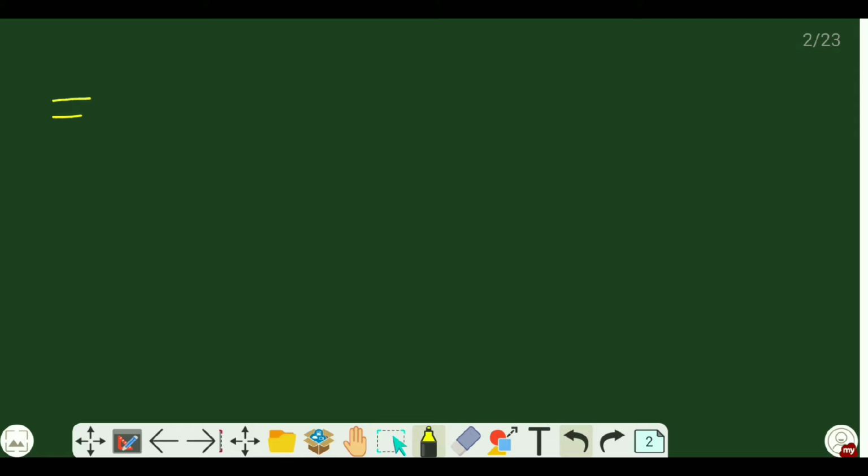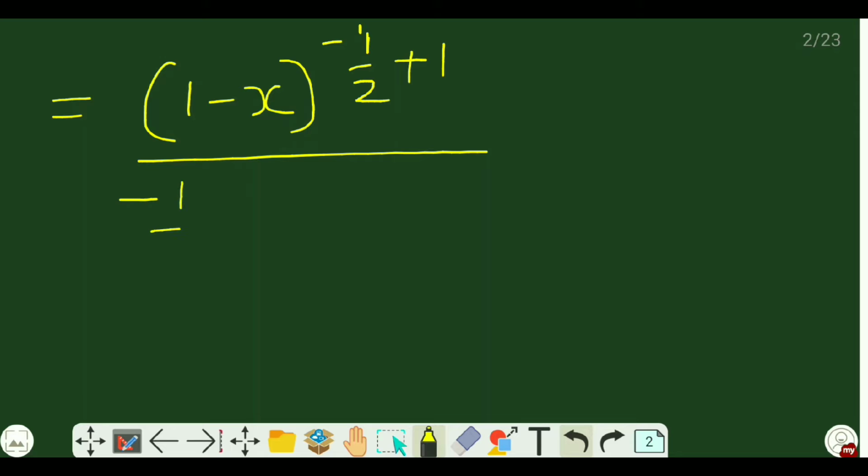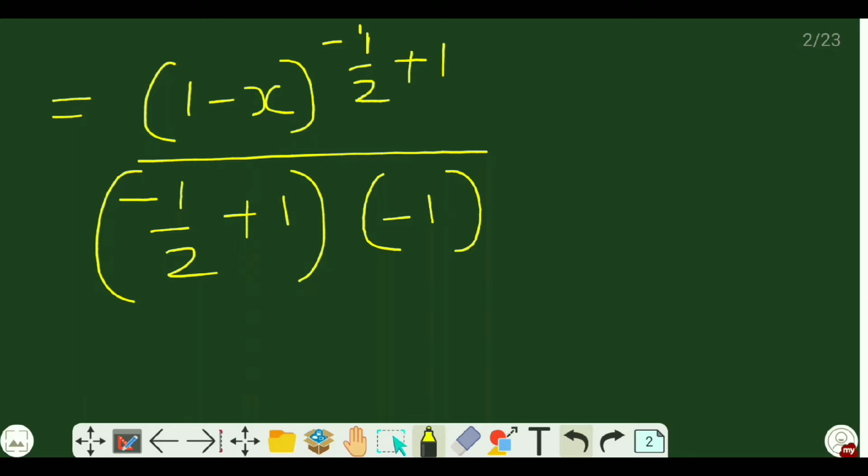So, the answer comes out as (1 minus x) raised to minus 1 upon 2 plus 1, upon minus 1 upon 2 plus 1. But that is not the end of the answer, because it is 1 minus x, not plus x but minus x. So, we also multiply by minus 1 in the denominator. If you remember the rules for integration, this has to be done first.